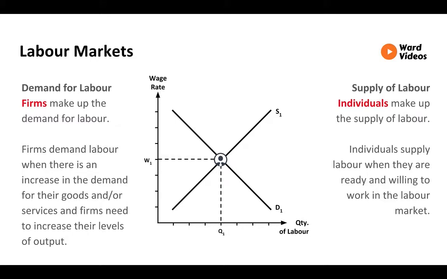The intersection of the demand and supply curve is the equilibrium wage rate and equilibrium quantity of labour. There is a different labour market for each industry. For example, there's a teaching labour market and there's a nurses' labour market.